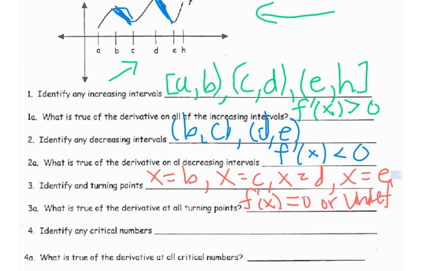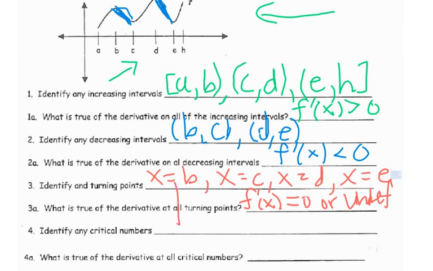And that should be reminding you of a definition that we have talked about in our class. That indicates that not only are these guys turning points, but they are also critical numbers. As you recall, a critical number is any value of x where the first derivative is either 0 or undefined. And take a look at what you see in number 4, which asks you to identify any critical numbers.